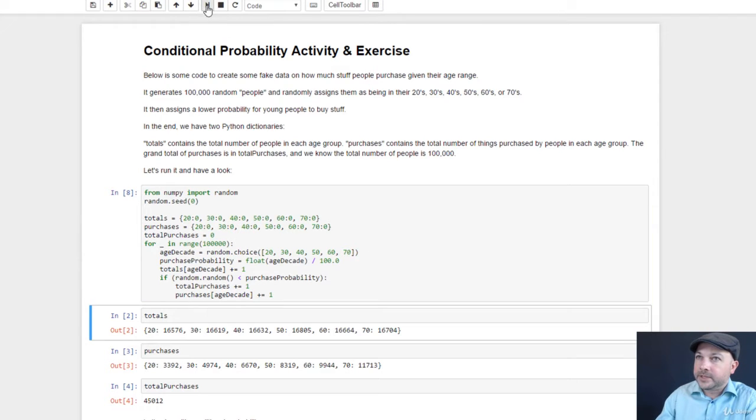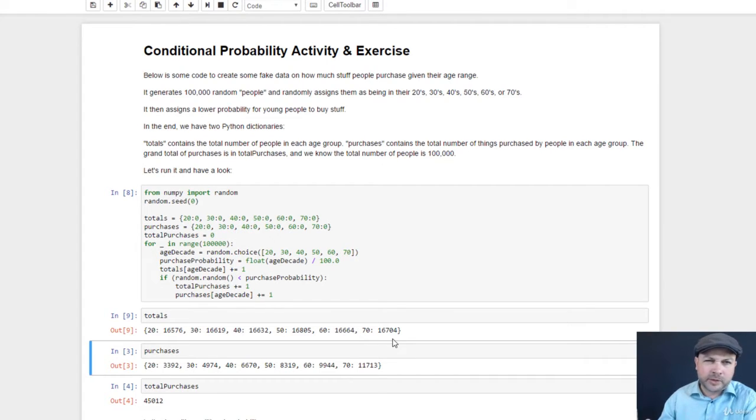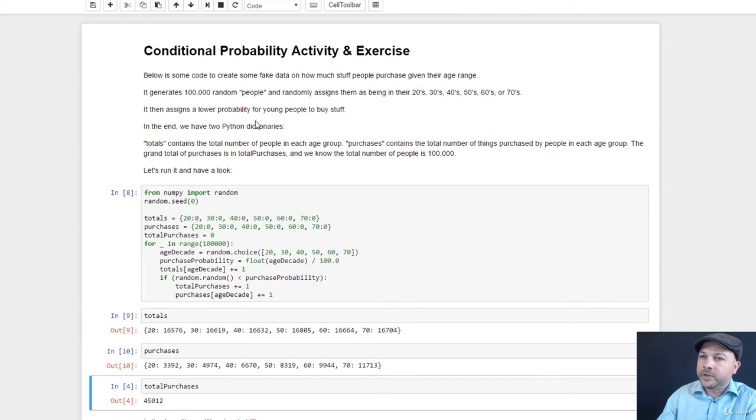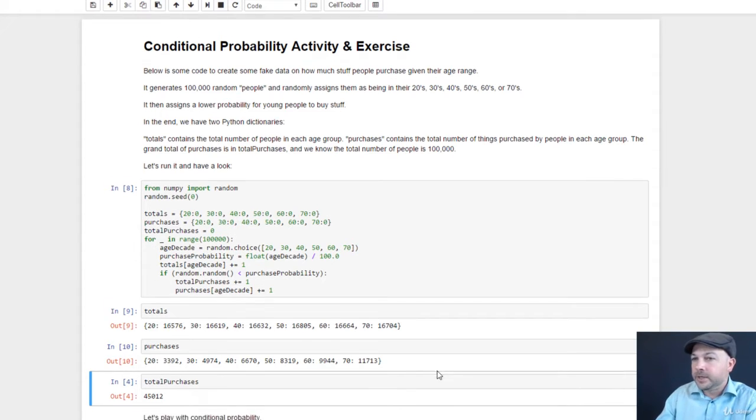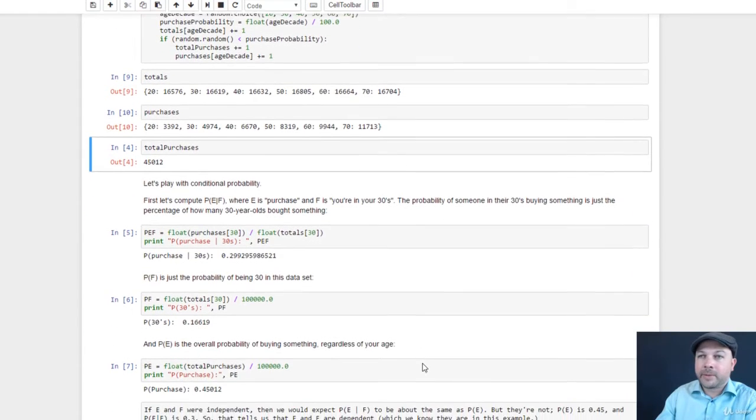And we can double check the results here by dumping out the totals broken down by age group. And sure enough, you can see that the age groups are pretty evenly distributed as they should be. So we have about the same number of 20-year-olds as 70-year-olds. Real world, that probably wouldn't happen, but whatever, we'll go with it. And now let's look at the purchases and make sure that there really is that dependence that we were talking about. So sure enough, 20-year-olds are buying a lot less stuff than 70-year-olds in this example. So we can say there is a dependence between purchases and age here, and conditional probability can help us tease that out. So let's start messing with conditional probability.